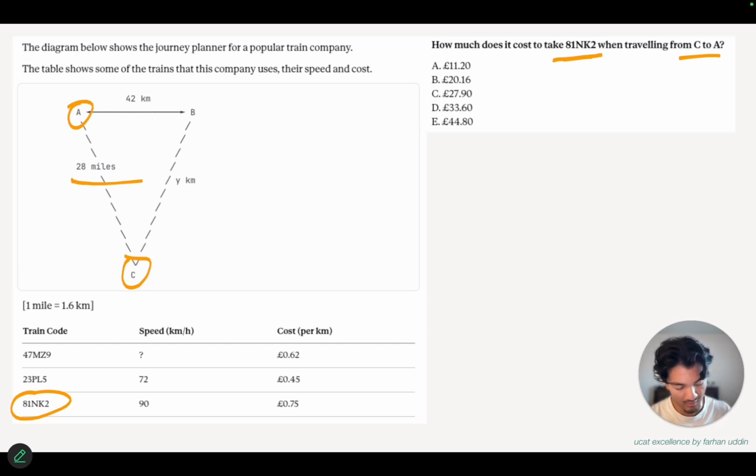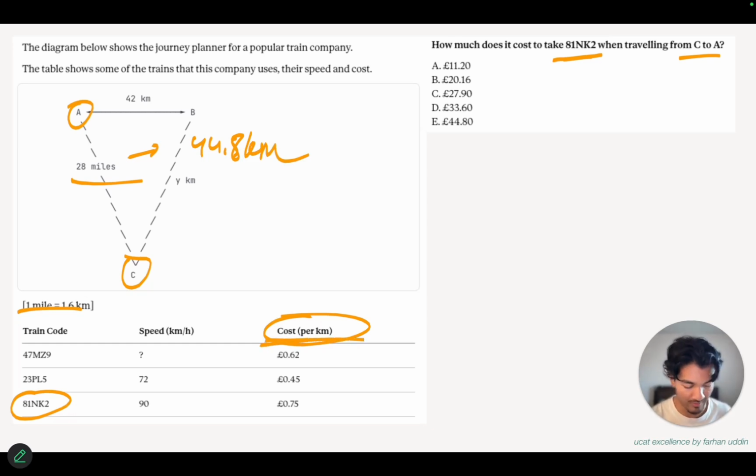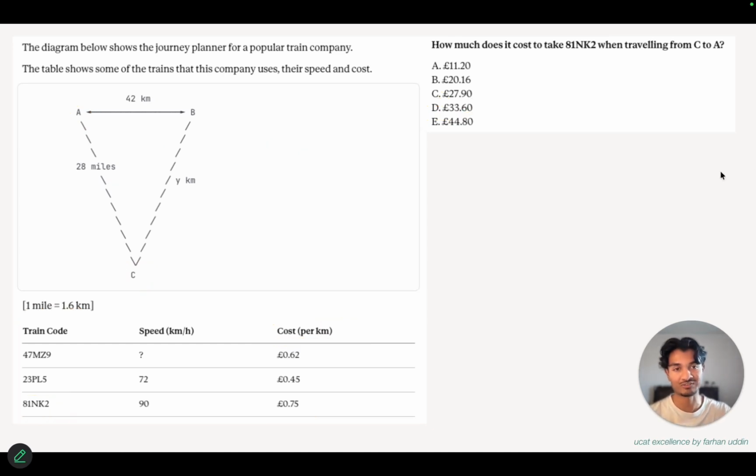So we can see that our cost here is per kilometer. So we need to convert this 28 miles into kilometers. So what that ends up becoming using this is 44.8 kilometers. Now, with that in mind, we can find the cost because we know the number of kilometers. So we multiply that by 0.75 to give us our answer of 33.6. Fantastic. Cool. Let's move on to our next question.